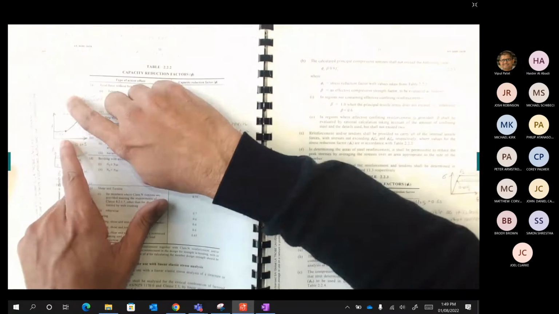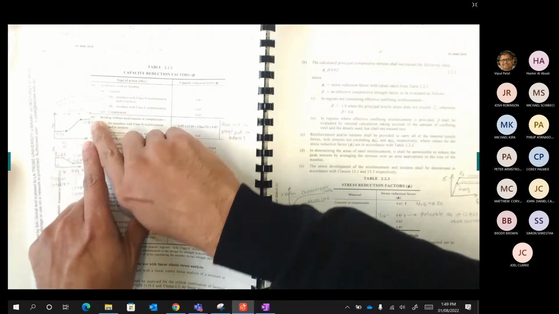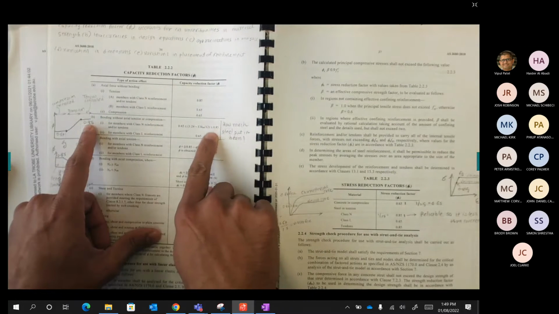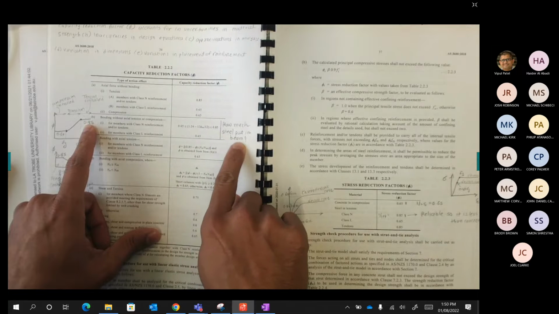Look at this diagram here. Compression control, transition, and tension control. We have tension control, by the way. So we are using 0.85. By the way, tension control means how much steel is put in the beam, right?